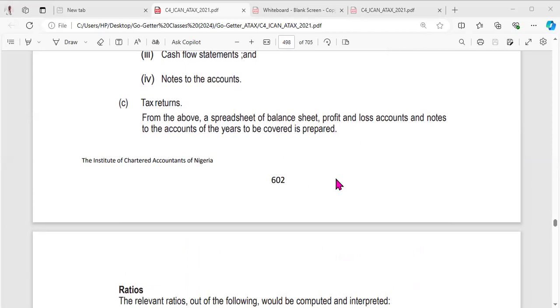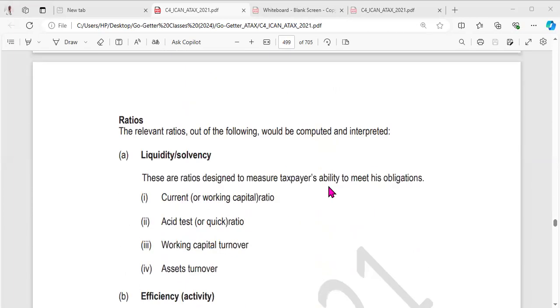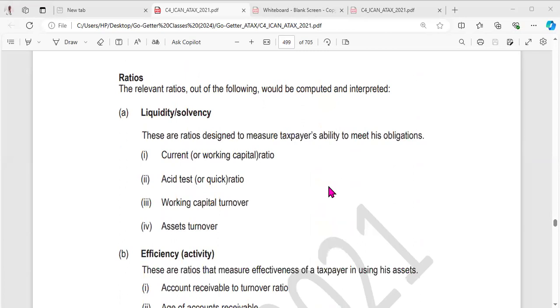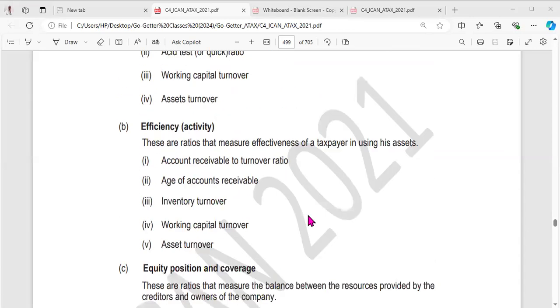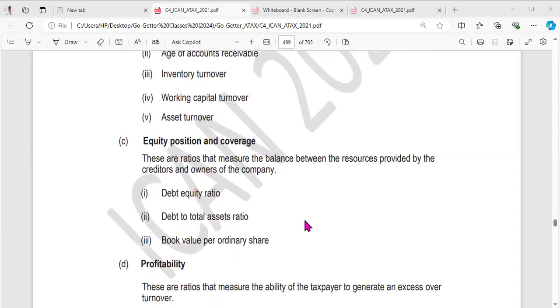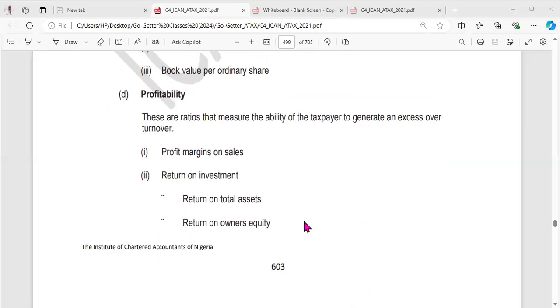Then they'll look at your financial ratios. Most of the financial ratios we look at is the liquidity ratio. They want to see how liquid you are, if you're able to meet up your obligations. We said liquidity ratio is a risk. They'll look at that. Efficiency ratio will also check if you are using your assets effectively. Then they will look at equity position and coverage. The gearing ratio is also a tax issue to the government. We also look at profitability ratio. They will also be interested in that because without profit, you will not be able to pay tax.